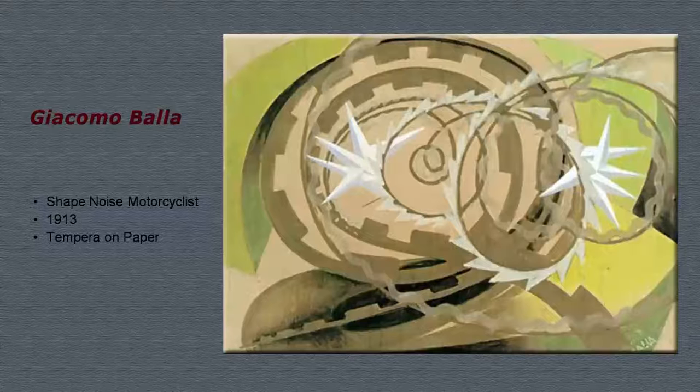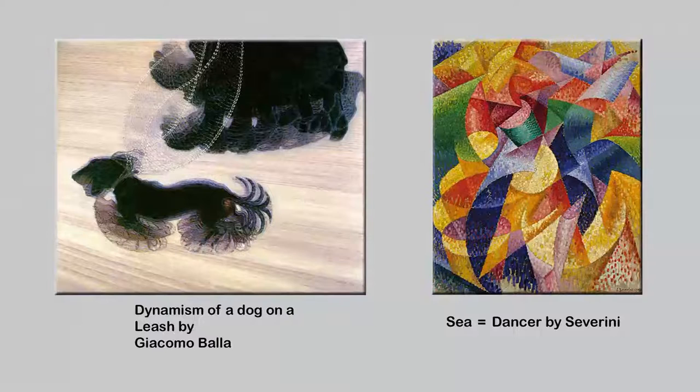For example, shape, noise, motorcyclist. If these three issues are to be addressed in a painting, how does one go about it? So this is the result. This is how Giacomo Balla solved this problem of addressing shape, noise, and motorcyclist in a painting. A painting that looks completely unrecognizable or non-representational and hence abstract. So like Cubism, Futurism too gave birth to or generated the ideas of abstraction.